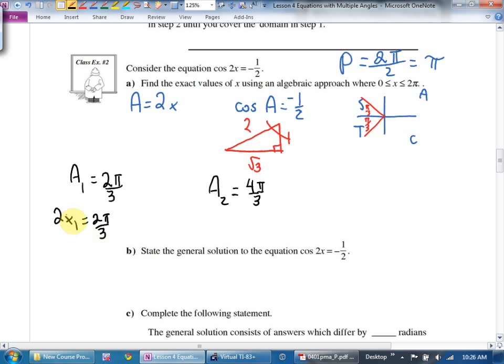How would I get the x by itself? You were right, say it again. I'm going to have an extra 2 in the bottom. X1 is going to be 2 pi. Dividing by 2 would put a 6 down there, because there's already a 3 down there, yes? In lowest terms, what is X1? There's my first root.